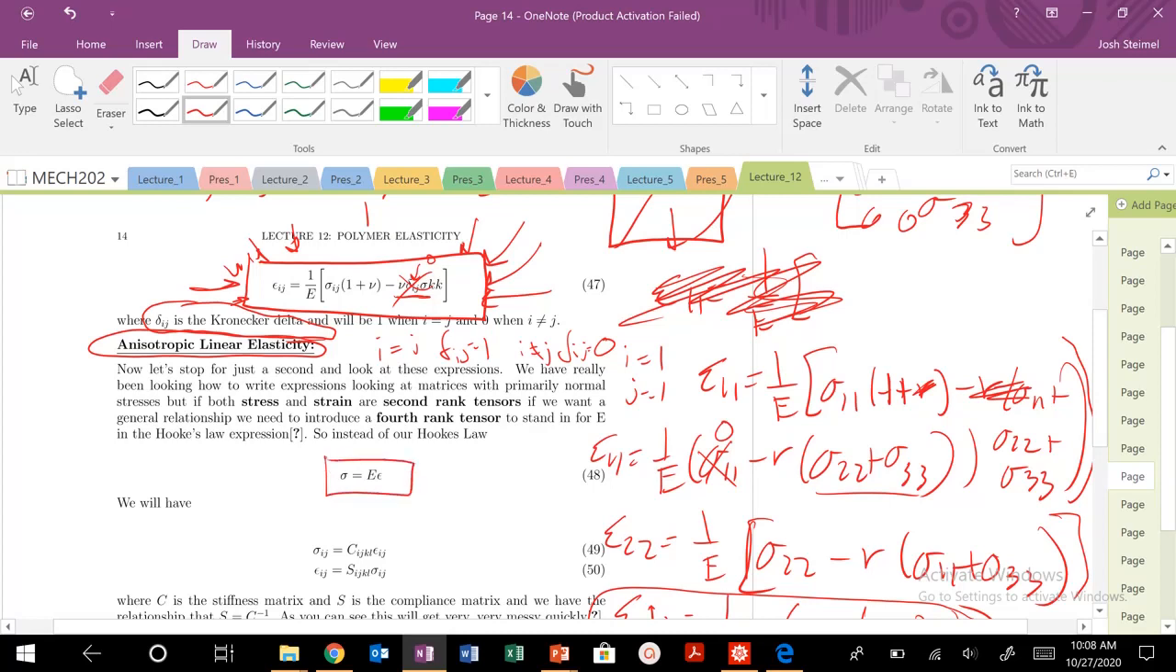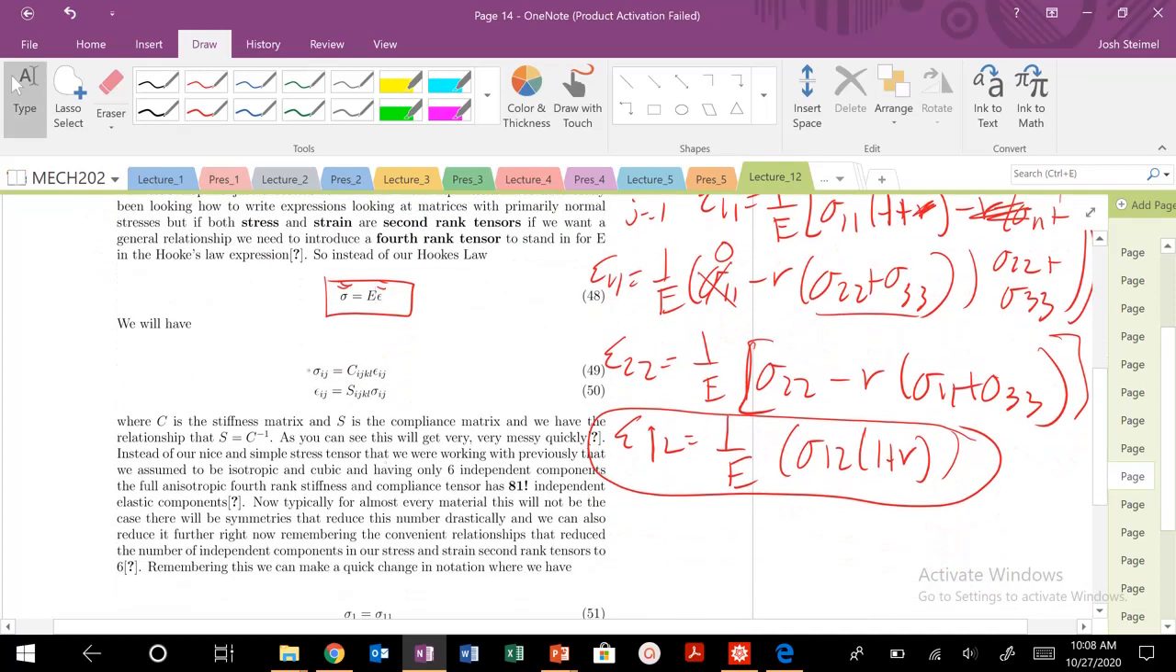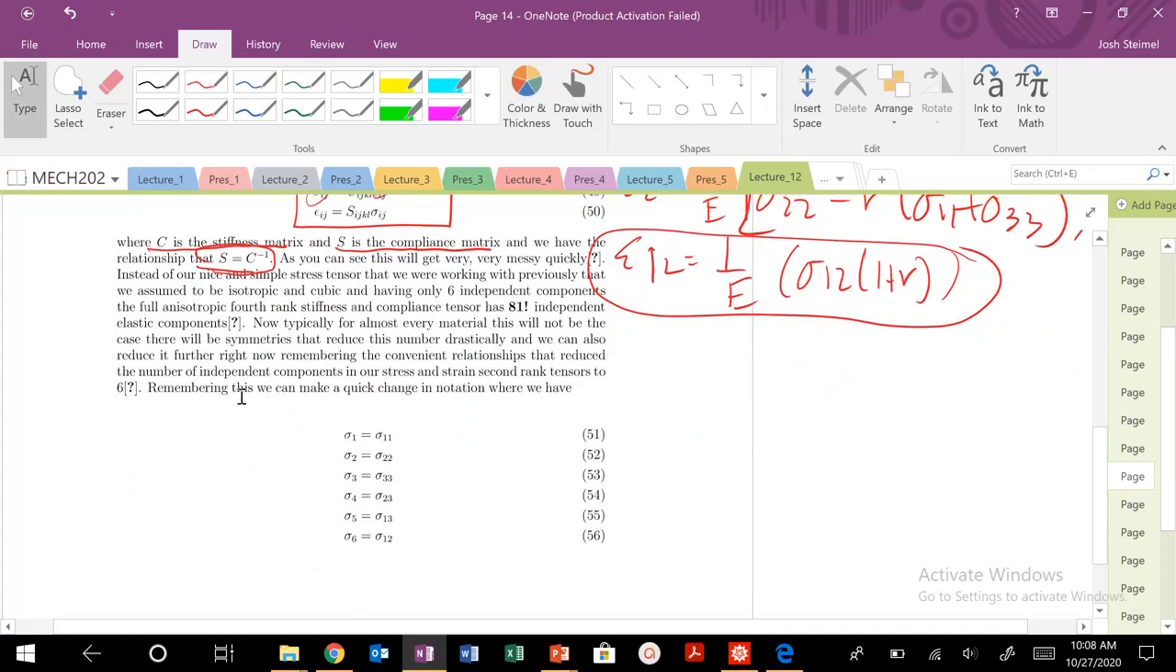So instead of this idea of Hooke's law here, where we could just rewrite this expression like so, we are going to have to deal with this monster of an expression. We're going to have to relate our stress and strain tensors via this fourth rank tensor. This is really confusing notation, where C is our stiffness matrix and S is our compliance matrix. And again, these have the relationship that the stiffness and compliance are inverses of each other. If we weren't assuming that we're isotropic and cubic with only 6 independent components, the full anisotropic fourth rank stiffness and compliance tensor will have 81 independent components.